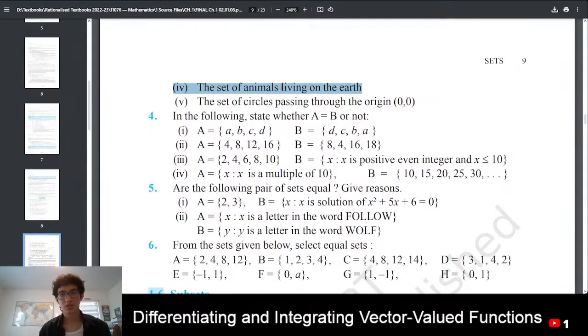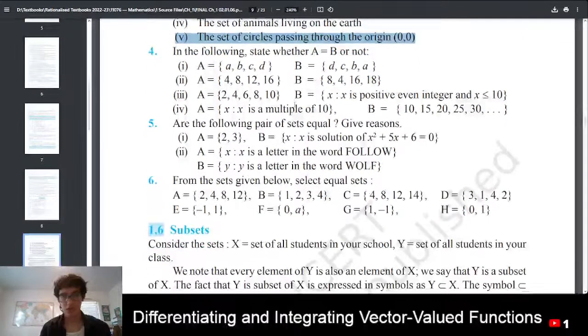The set of animals living on the earth. There's a fixed number of animals. It might be a huge number, but there's a fixed number of them. So this is finite. This, think about it, right? If you write the equation, it'll be x squared plus y squared equals r squared. R can be anything, and so r squared can be anything, I should say. And so the set of circles, there'll be an infinite set of them. Infinite.